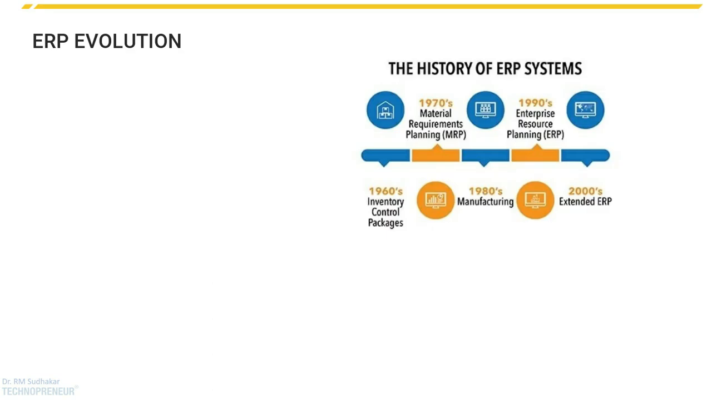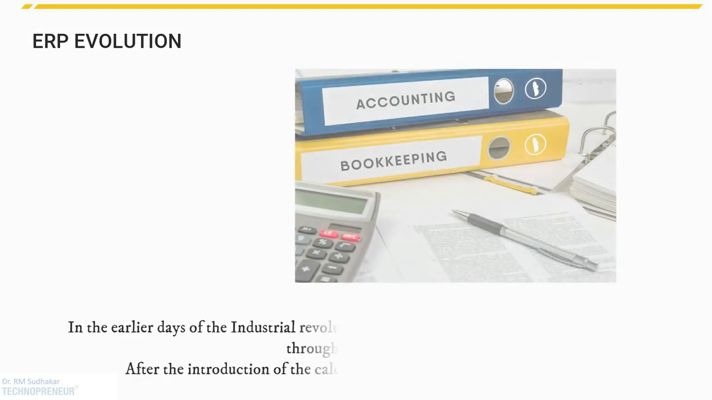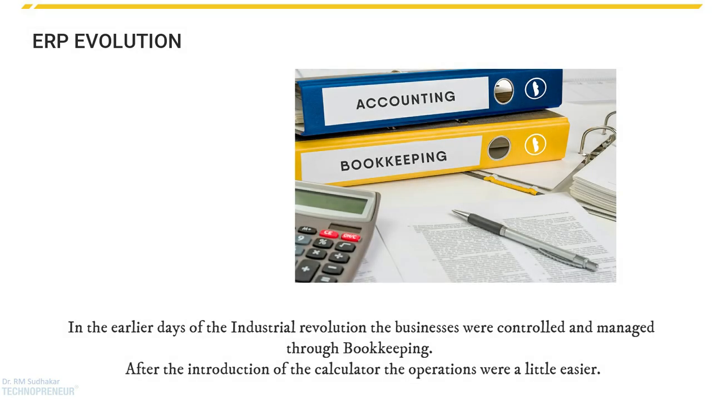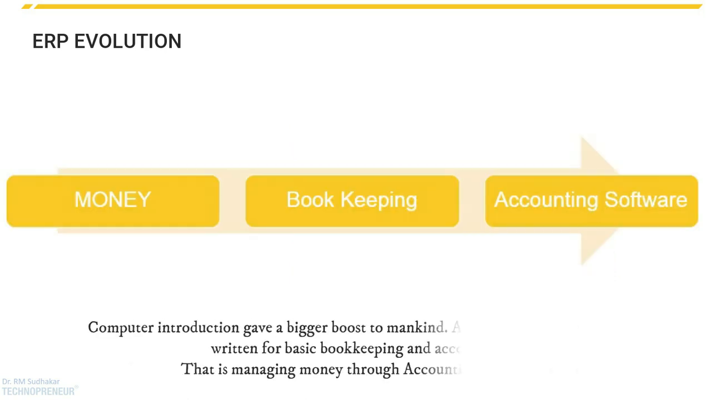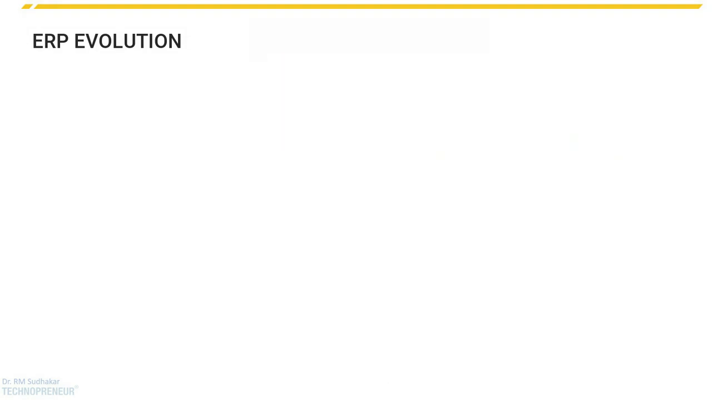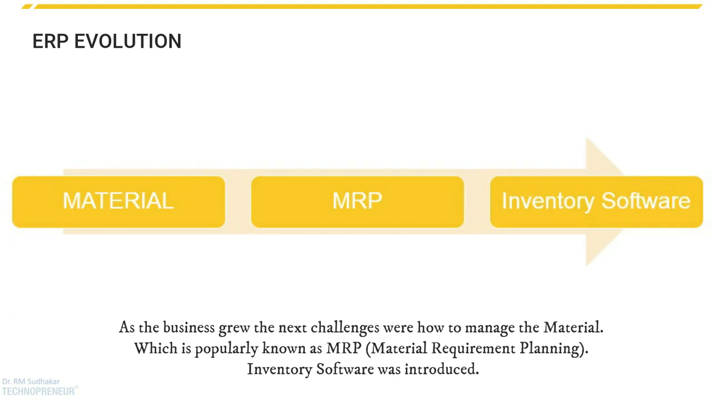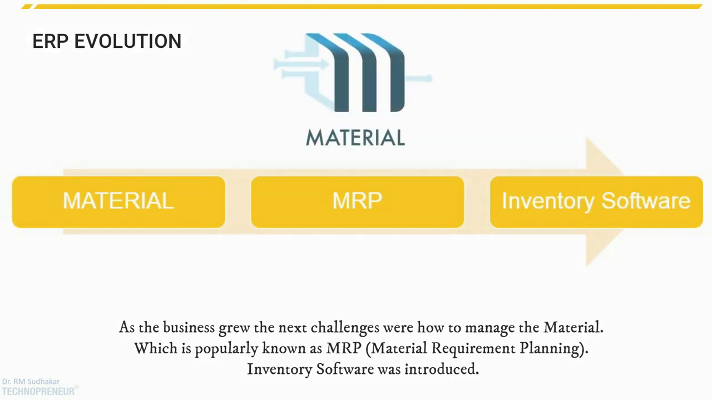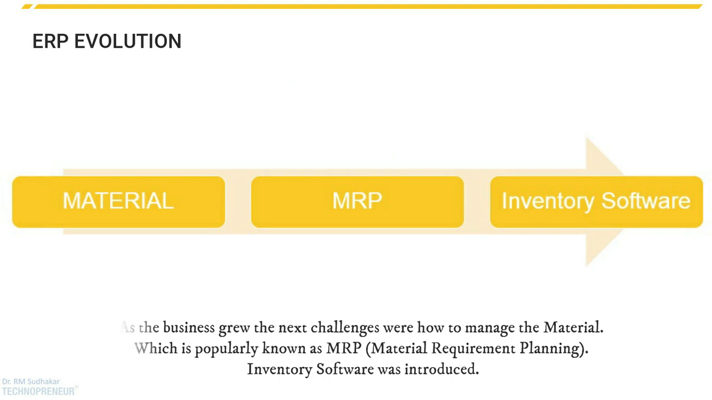Like any other evolution, ERP has evolved over ages. In the earlier days of the Industrial Revolution, the businesses were controlled and managed through bookkeeping. After the introduction of the calculator, the operations were a little easier. Computer introduction gave a bigger boost to mankind, and the initial software was written for basic bookkeeping and accounting, that is, managing money through accounting software. As the business grew, the next challenge was how to manage the material, which is popularly known as MRP, Material Requirement Planning. Inventory software was introduced.